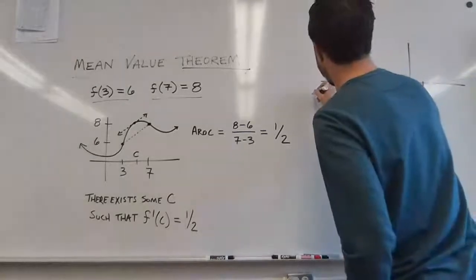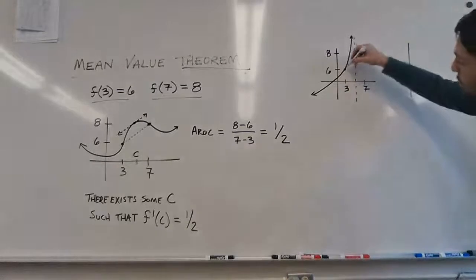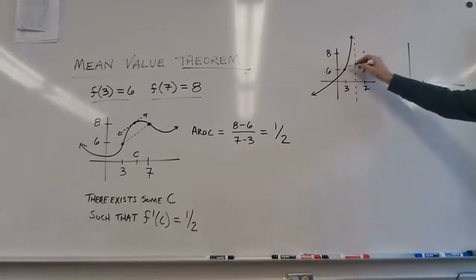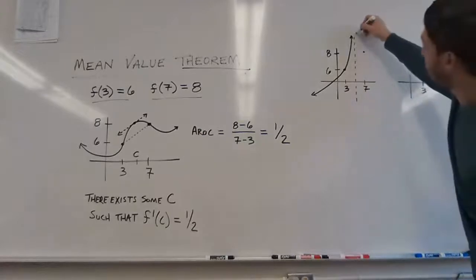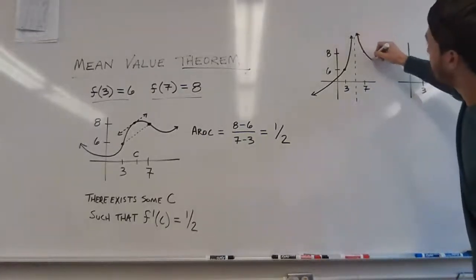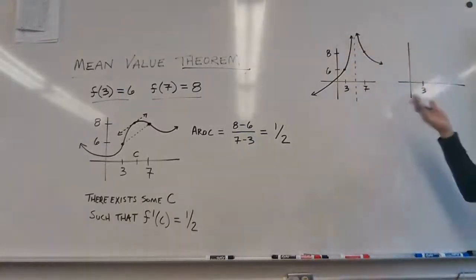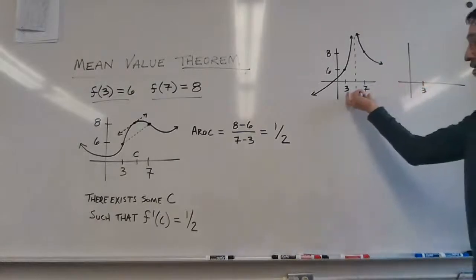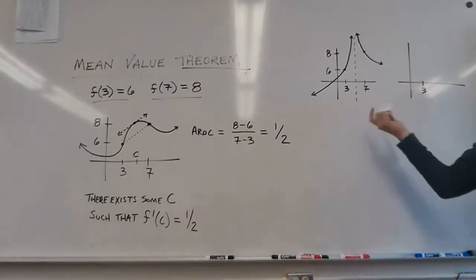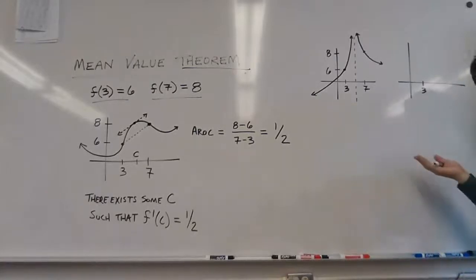But what if my curve went like this? Notice how all of these slopes are bigger than 1/2. And then let's say the other half of the function went like this. All of these slopes are negative, so clearly this function never has, at least on this interval from 3 to 7, a spot where the slope is 1/2. Does that make sense?